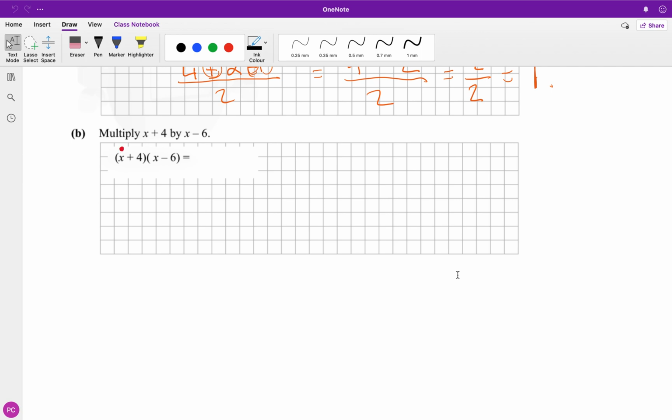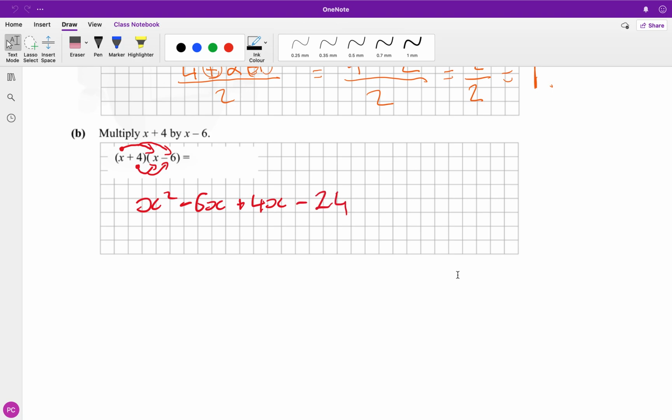First number, first bracket by the first number, and by the second number in the second bracket. Then we're going to multiply our 4 by the first number and by the second number. So let's start. X by x gives us x squared. X by minus 6 gives us minus 6x. Plus 4 by x gives us plus 4x. And plus 4 by minus 6 gives us minus 24.